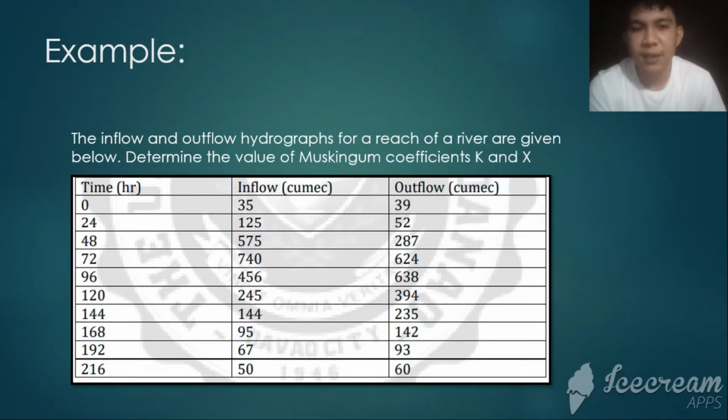So, an example for the Muskingum method. This example is taken from our sim. The inflow and outflow hydrographs for a reach of a river are given below. So, we have data on time, then inflow, then outflow. Determine the value of the Muskingum coefficients K and X.